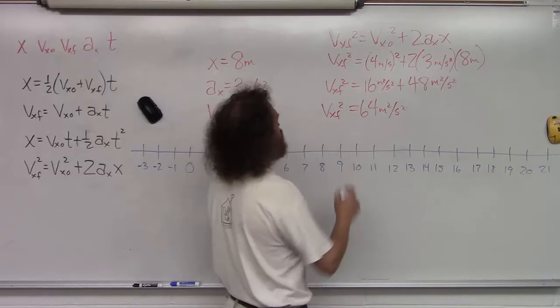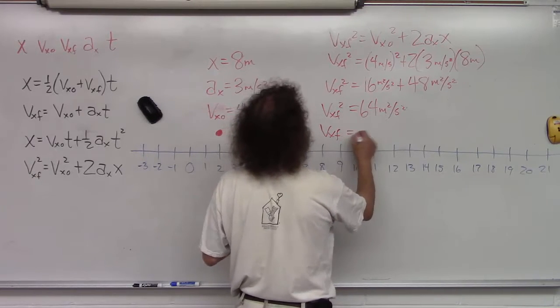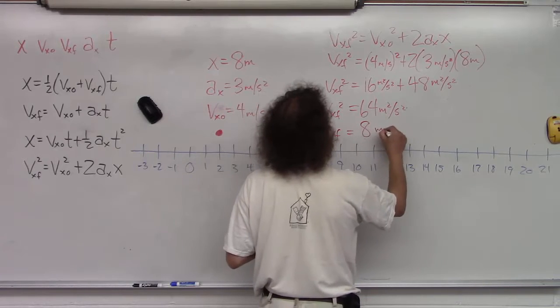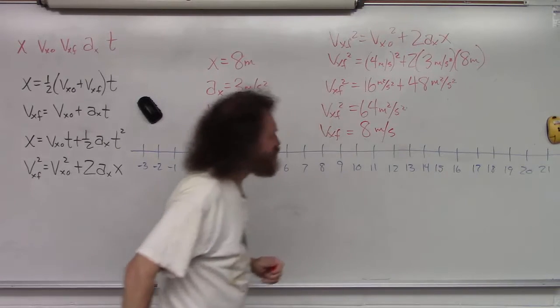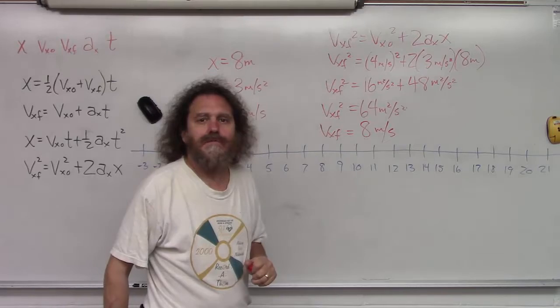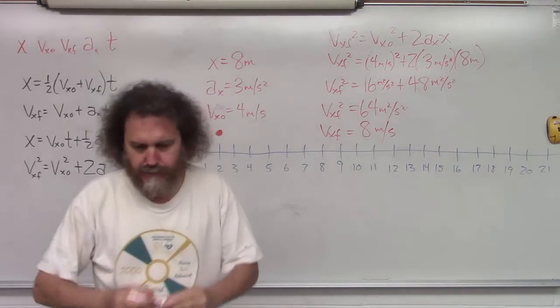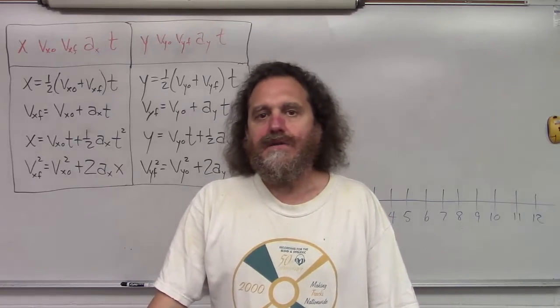And that's the final x velocity squared, so if I take the square root of both sides, 8 meters per second. Okay, so now you have some idea how these equations work. So now let's quickly extend this to 2 dimensions.